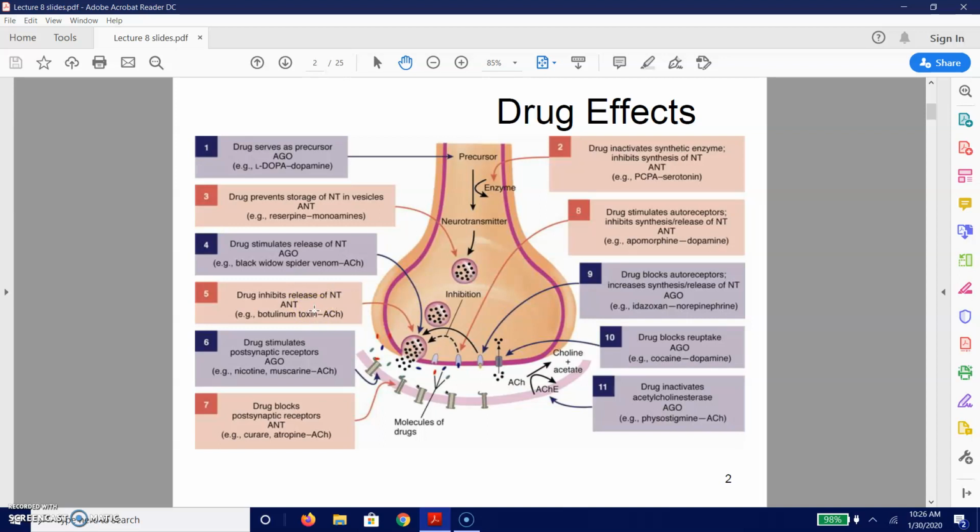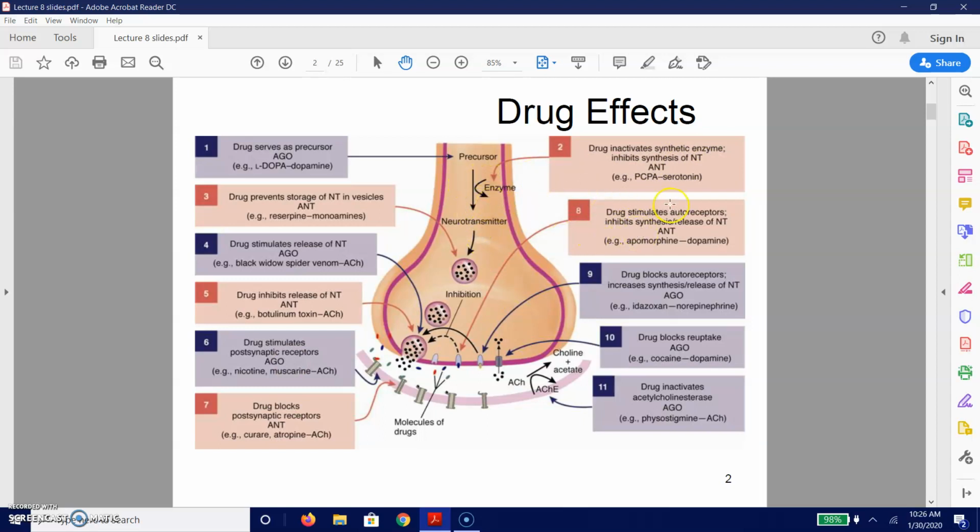A drug can inhibit the release of a neurotransmitter. So something like Botox will actually prevent acetylcholine from being released. And in this case, that will cause a flaccid paralysis. The muscles can't contract. Drugs can block postsynaptic receptors, thus not allowing the neurotransmitter to bind. Drugs can inactivate enzymes that are critical for production.